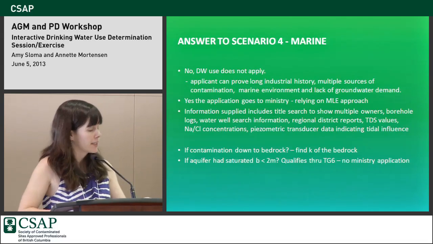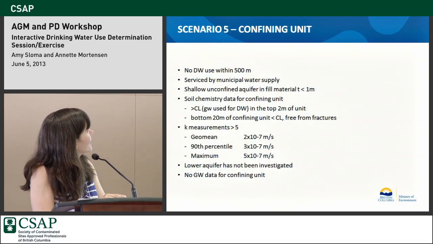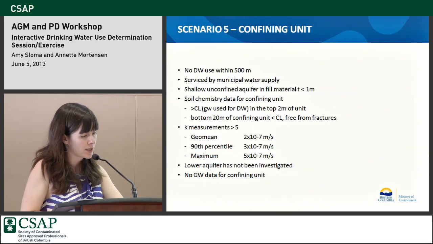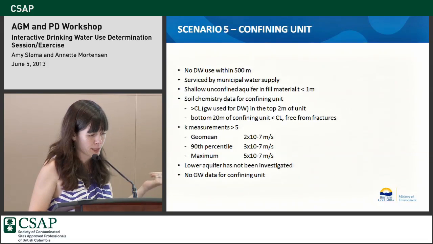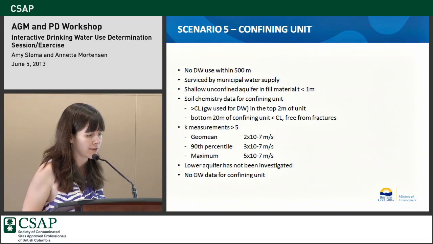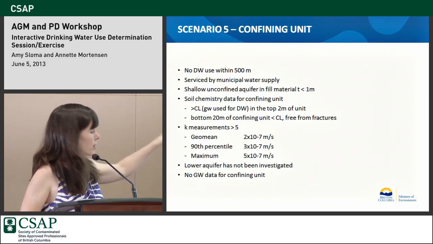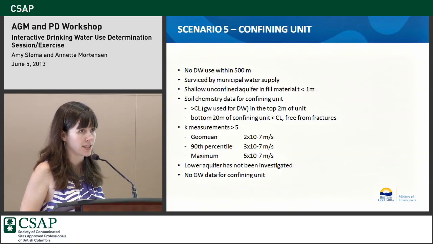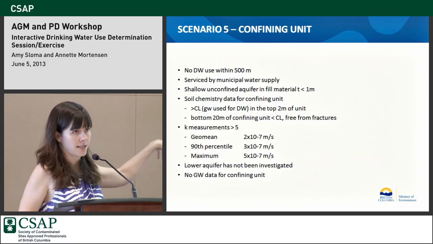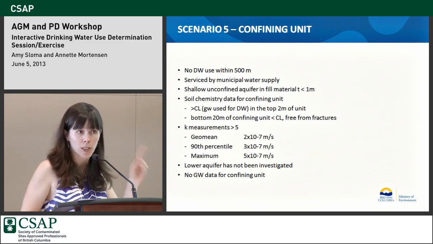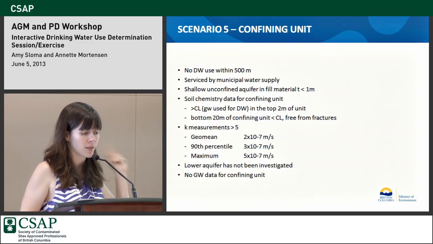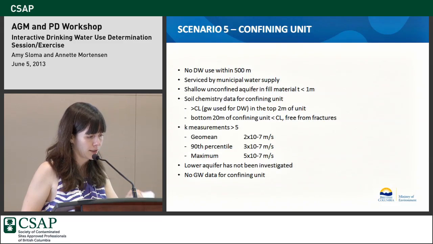So the confining unit. Again, no drinking water use within 500 meters. The K measurements are in the confining unit. We have more than 5 of those measurements. So which of these values do we accept when it's the confining unit? It's the 90th percentile. If you only had 1 measurement, we want the maximum. If you only have 4 measurements, we want the maximum. It's once you've exceeded 5 measurements in the confining unit, you can use the 90th percentile.